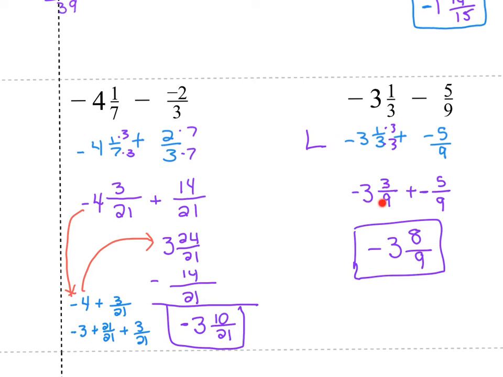And then like signs we add. So 3 and 3/9 plus 5/9. 3 plus 5 is 8. Keep my denominator and bring the 3 down. And since both were negative, my answer is going to be negative.